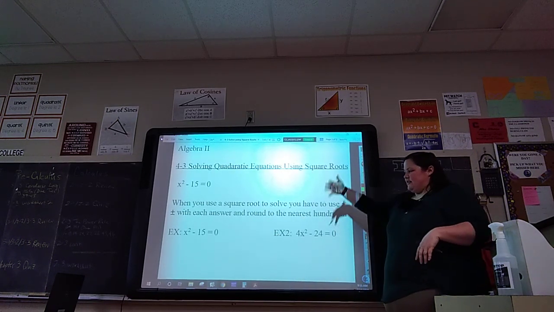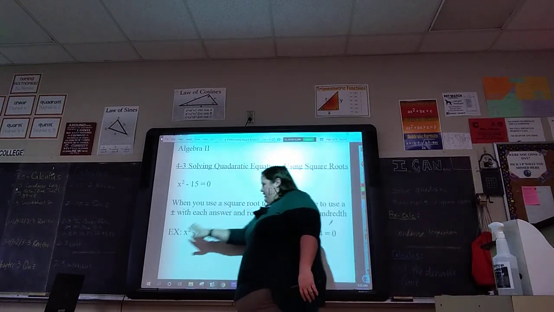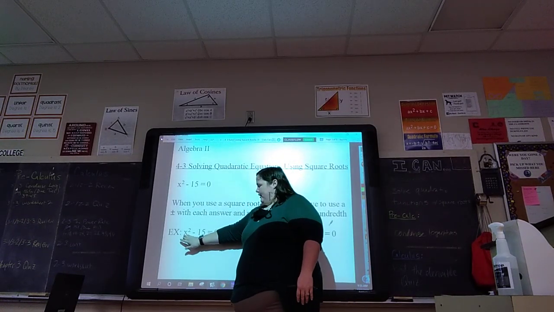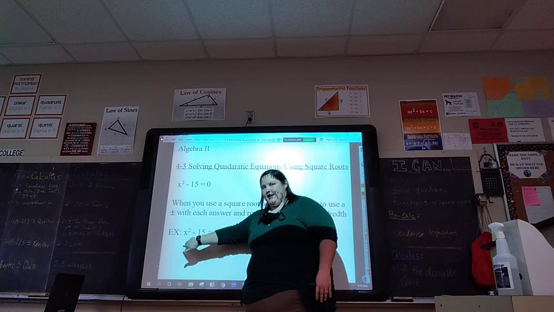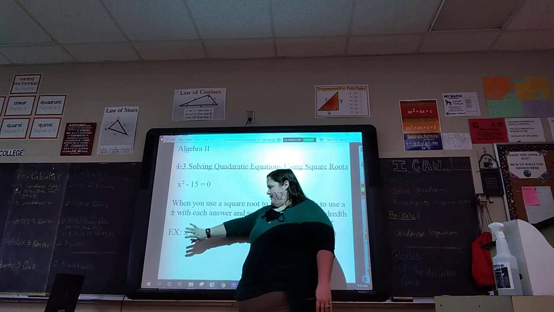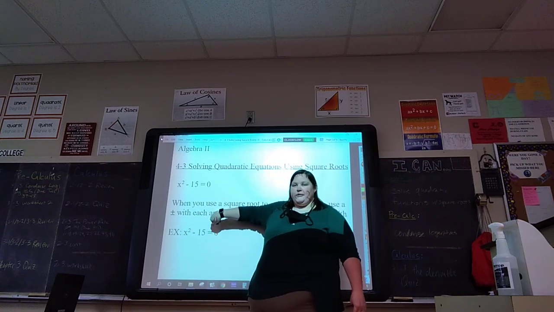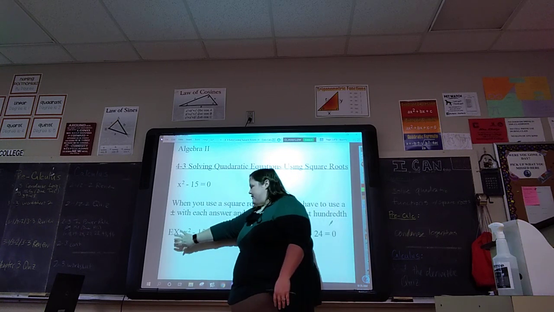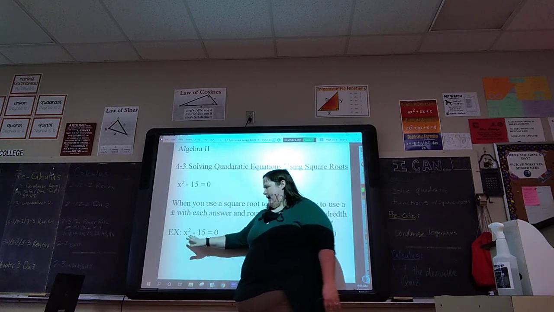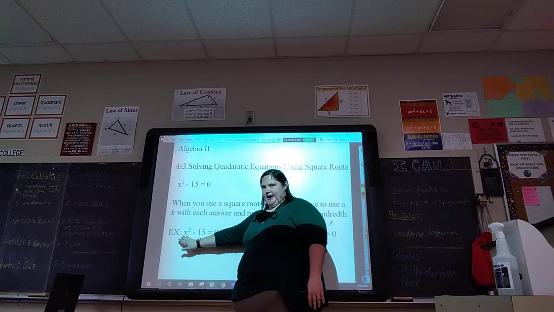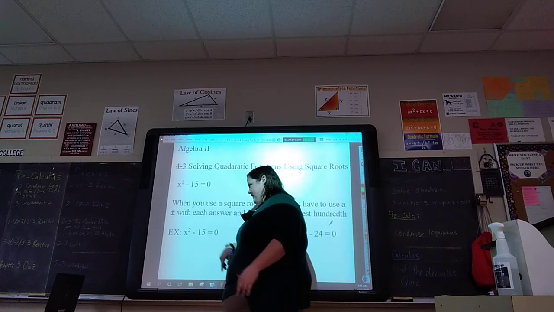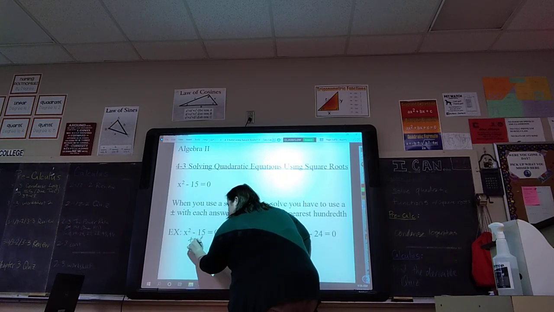Okay, so let's go ahead and solve this one. Since x squared is our only variable, our first step is to get it by itself. So if we have x squared minus 15, with factoring we need it to equal 0, but with square roots, the difference is we actually need the x squared to be by itself, so then we can take the square root. So I'm going to take this 15 and add it over here.